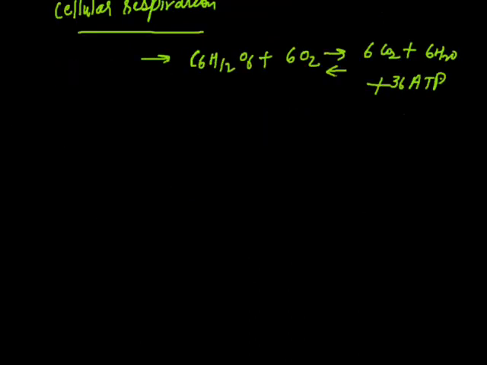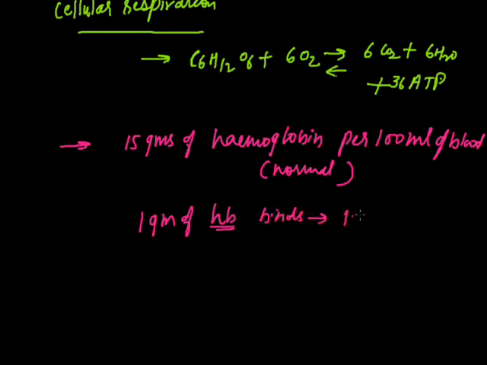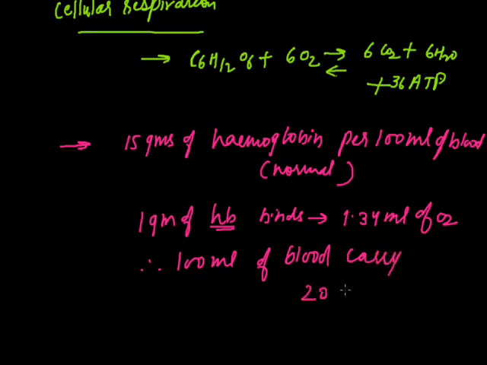Now, there are a few important points, children, related to this chapter. These points should be noted like this. A normal person has about 15 grams of hemoglobin present in every 100 ml of blood, and this is the exact proportion of a normal person who is not having any abnormality. 1 gram of hemoglobin, represented by Hb, binds about 1.34 milliliters of oxygen. Thus, 100 ml of blood carries about 20 ml of oxygen. You can calculate this. It is most simple.